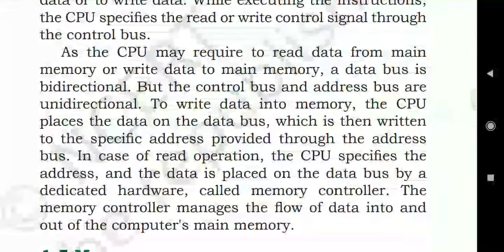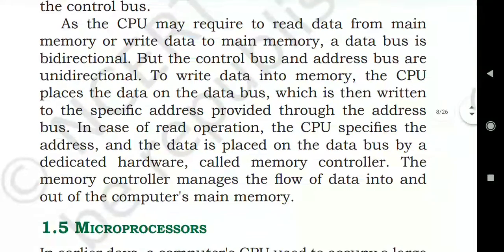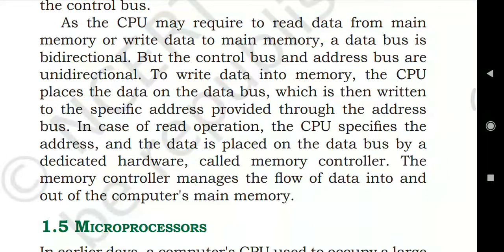As the CPU may need to read data from the main memory or to write data to the main memory, the data bus is bidirectional, but the control bus and address bus are unidirectional. To write data into memory, the CPU places the data on the data bus, which is then written to the specific addresses provided through the address bus.